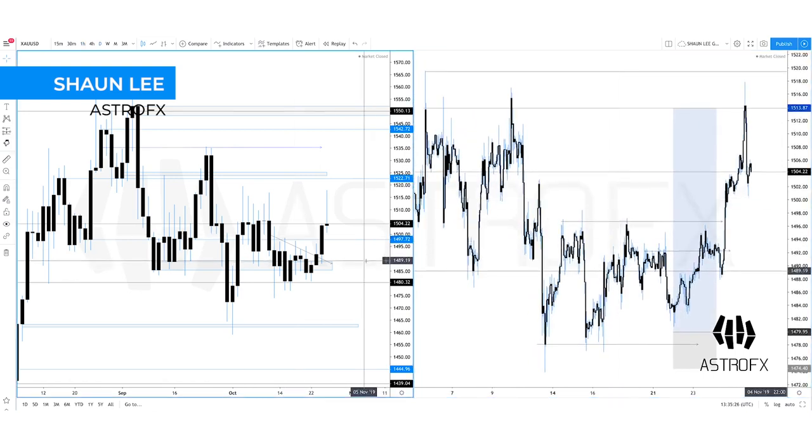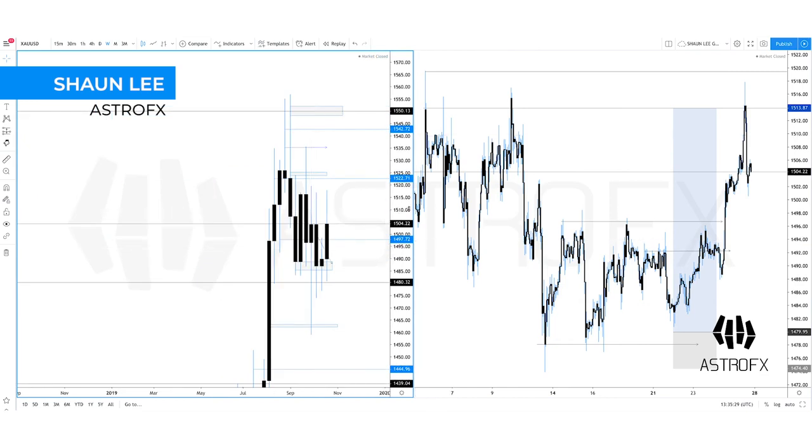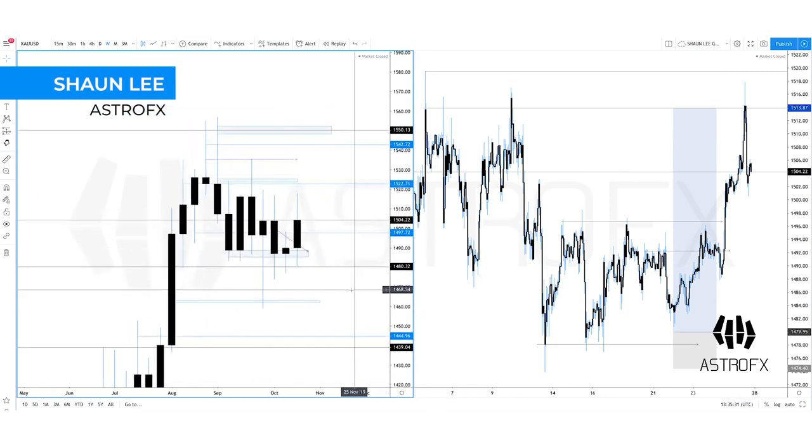So now with gold, if I look at the weekly closure, okay, so the week, look at this price action on the week.